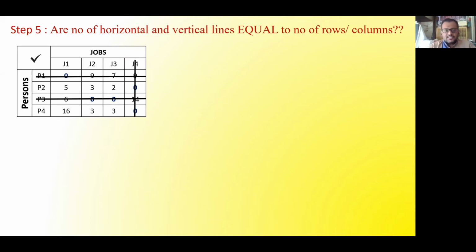Now what happens? Are the horizontal and vertical lines equal to the number of rows and columns? No, because, sir, now understand this step very carefully. I will explain the logic and then I will give you the method. What is happening here? Because it is cutting in only 3 lines, that means either one job is vacant or one person is vacant. There are 2 jobs going to 1 person or 2 persons going for 1 job. But that is not the assumption for assignment. We need one particular person for one particular job.